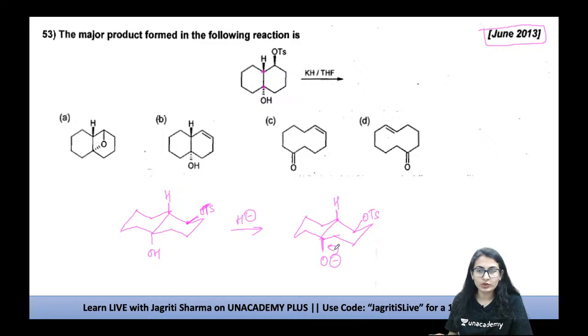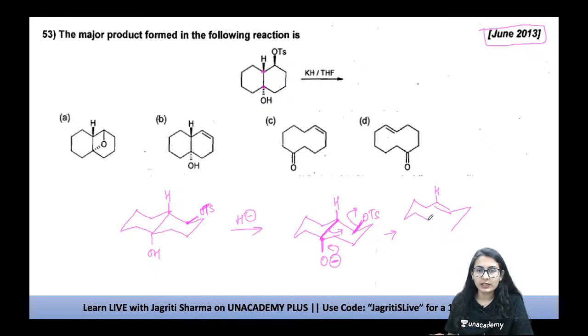So definitely it is the push and pull mechanism, as you can see guys, because the O minus can form a double bond with the carbon, which is a more stable bond. Further, this bond is anti-periplanar to the tosylate leaving group, and that is why it's easier to break this bond and form a double bond like this.